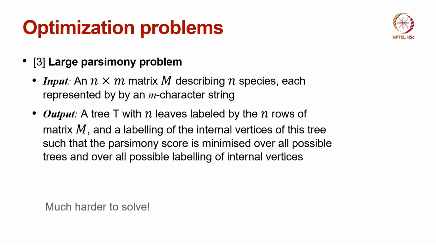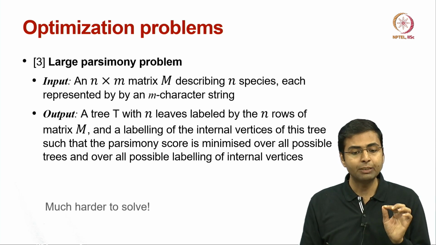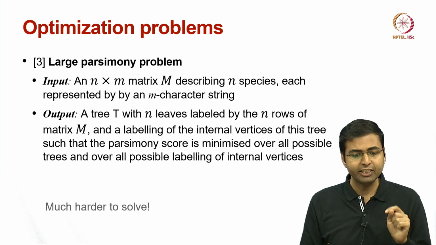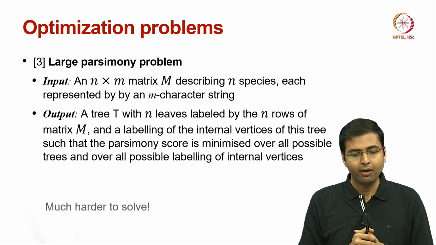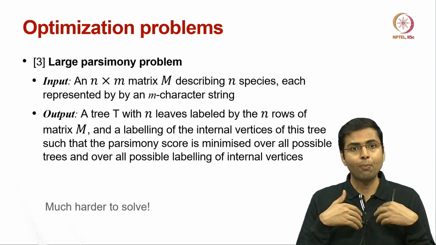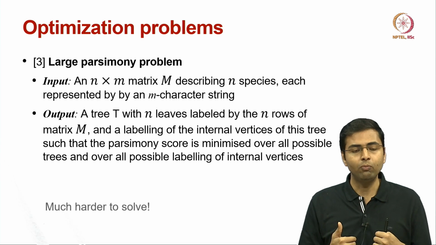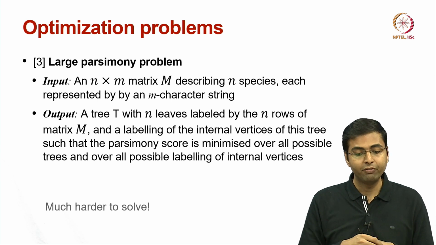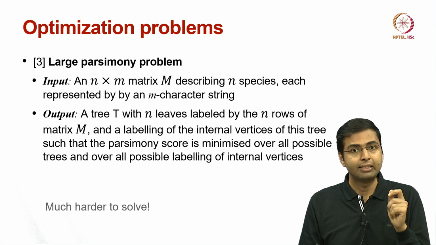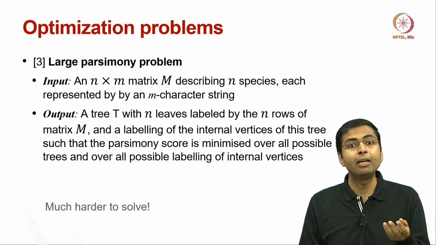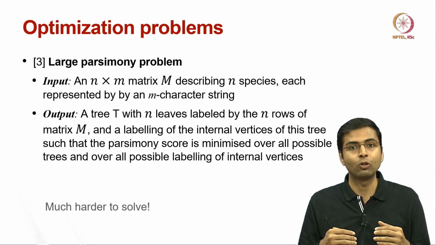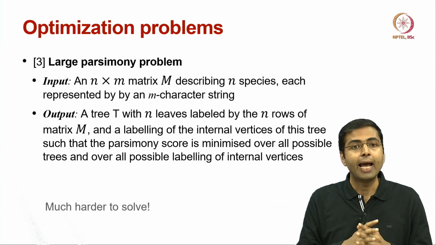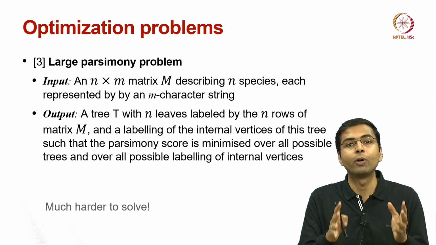Now, finally, the third optimization problem is the large parsimony problem, in which case again we are given the n cross m matrix. However, this time we are not given the tree topology. It is up to us now to find a tree topology which has exactly n leaves that are labeled by the n rows of the matrix, and we have to also give the labeling of the internal vertices such that the parsimony score is minimized over all possible trees and over all possible labeling of the internal vertices.